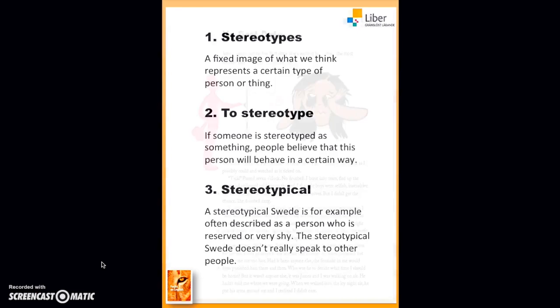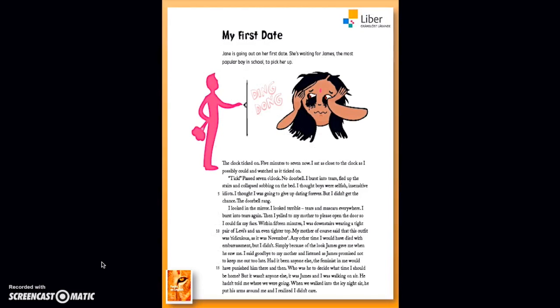Now, I turn to the text. In this case, the text is My First Date from Focus on English 8. In this text, you'll find a couple of stereotypes that are easily recognizable. The first one is Jane, the girly girl, really silly in a way, starts to cry very easily, dresses to impress, does everything to impress the guy. And the guy is James, the most popular boy in school, who is, well, he's strong, he's confident, he's laid back, easygoing. So they're complete contrasts.